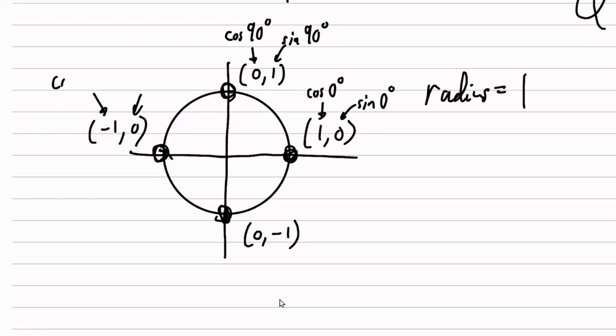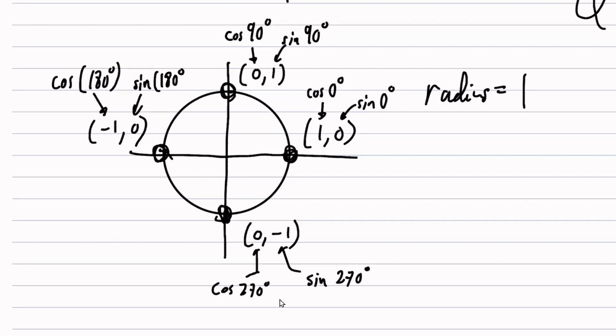Then how about this guy? What do you think is -1? Cosine of what? Cosine of 180. Exactly. Is -1. Then other guy is sine of 180. Then what about this one? Tell me what is it. Cosine 270. Okay. And the other guy is sine 270.